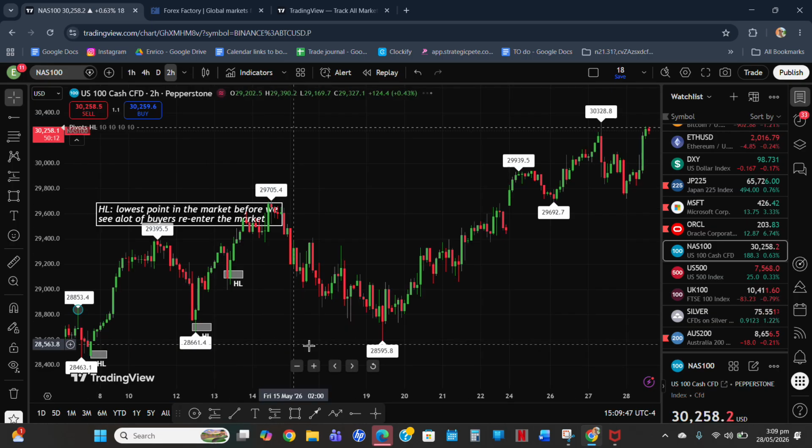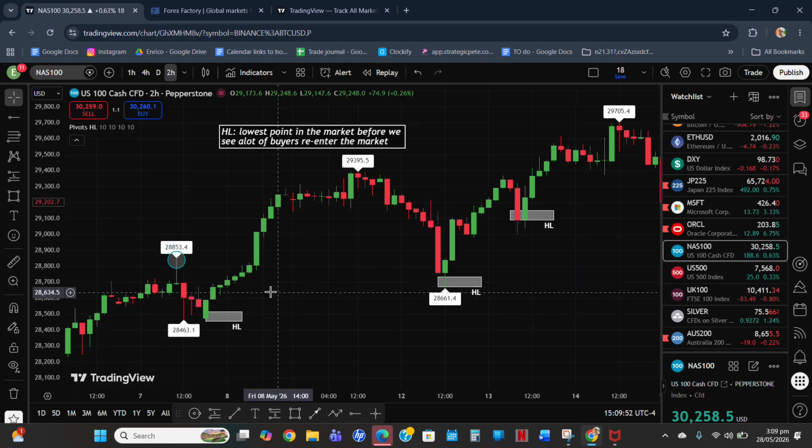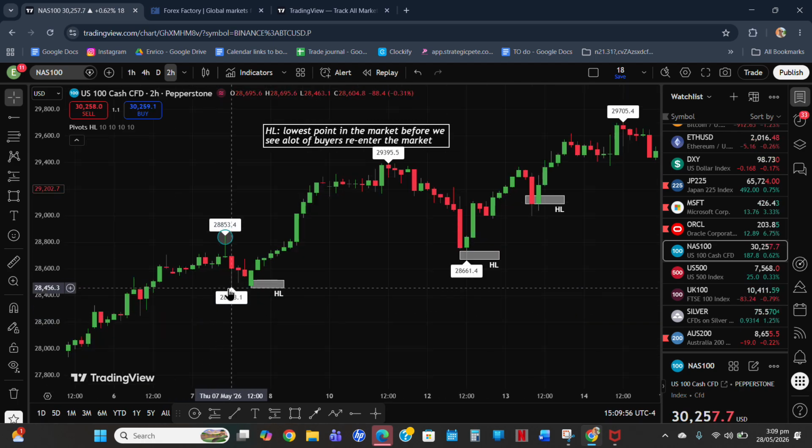Let's go to maybe the 2 hour. Okay, cool. So remember, I said this is a higher low. This isn't totally off. This is the higher low. But see, it's marking the higher low over here, which is totally incorrect. And it's marking your high as well.